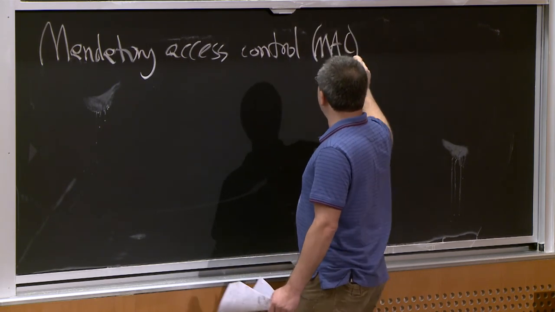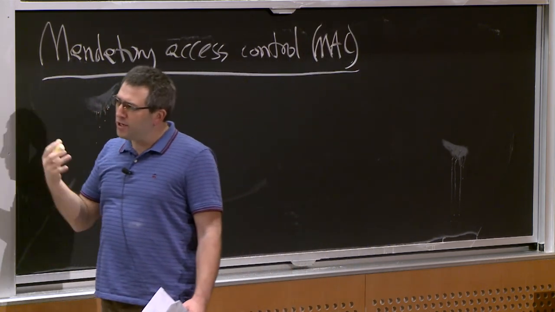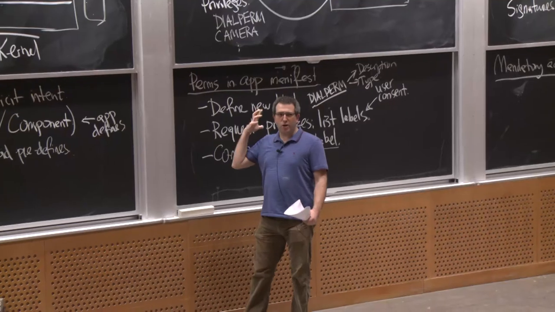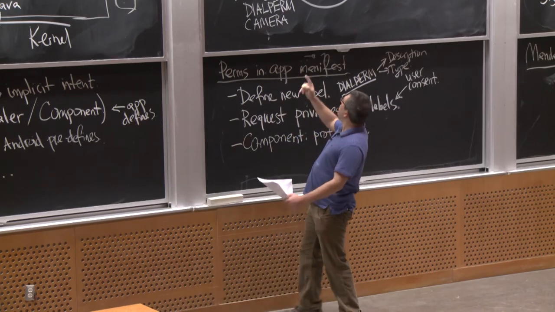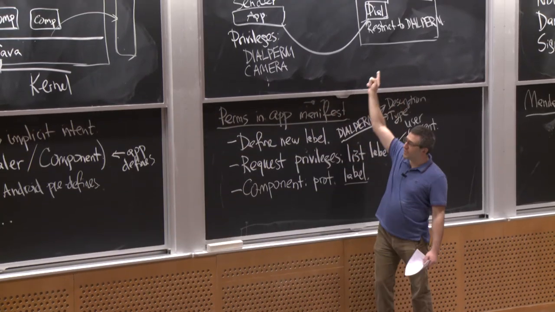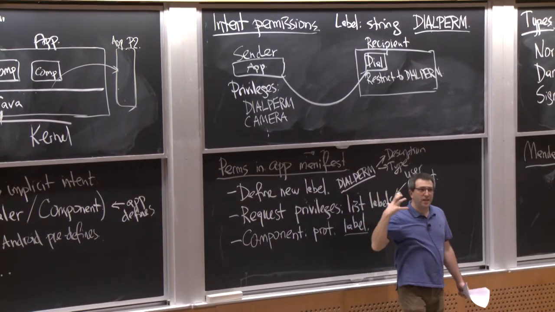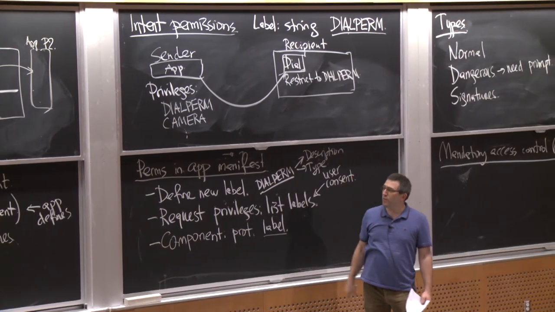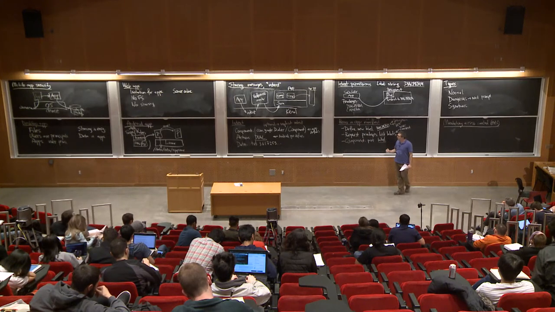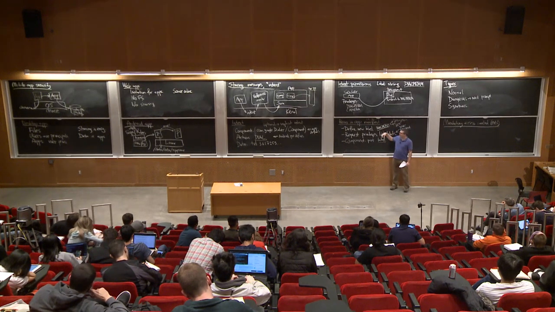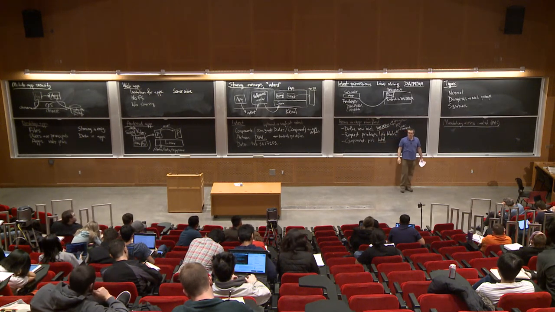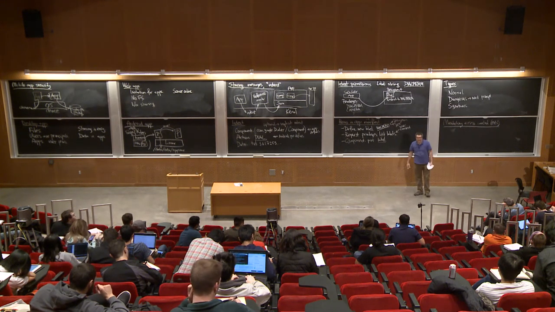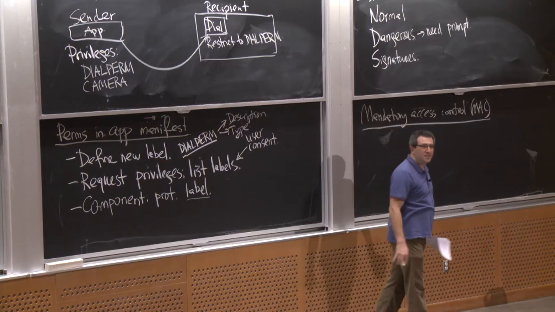Often abbreviated MAC. What the mandatory refers to is that you have this split between the code of the application, like the code inside this app box or component box here, and then the policy being enforced on that app. So the reference monitor in the Android world is making sure that only intents that match these manifests can get through. So even if the code is buggy, the reference monitor will potentially protect it from certain kinds of problems.